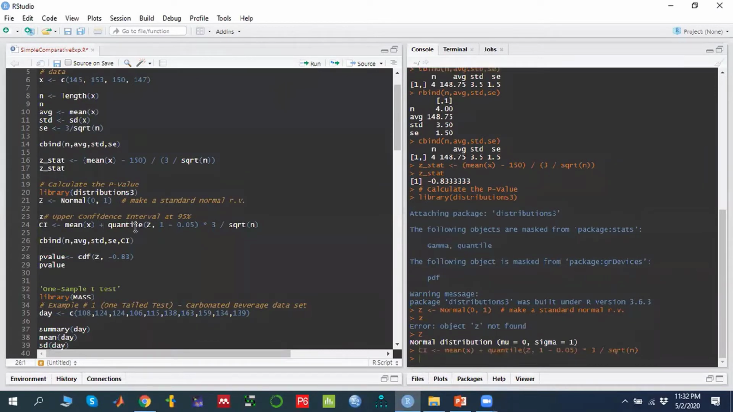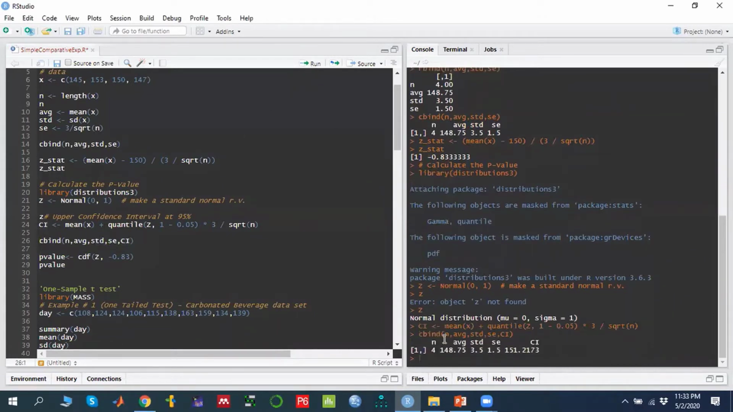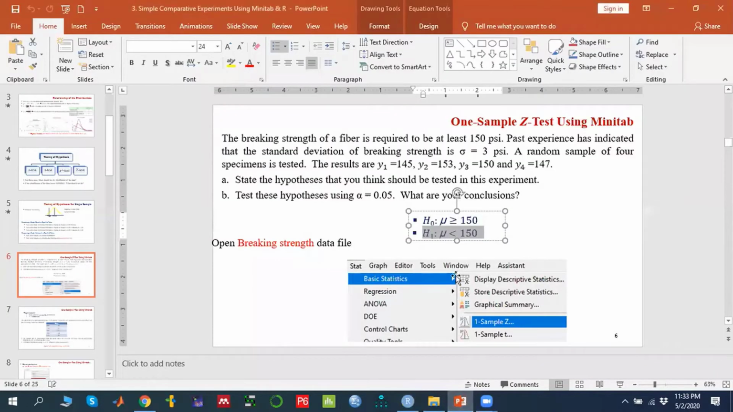Okay. Now again, using the same function cbind, column binds of N, which we have already calculated, the average value of the data, standard deviation of the data, standard error, as well as confidence interval, that is CI. If I run this, now I can see how many data points are in the data, that is the 4 number of observations, what is the average value, what is the standard deviation, what was the standard error, and this is indicating the upper confidence interval. So we use this to make an inference about our population. The inference is the population mean is less than 150.